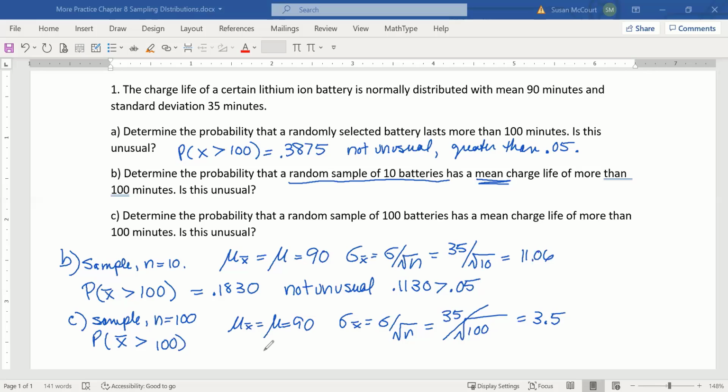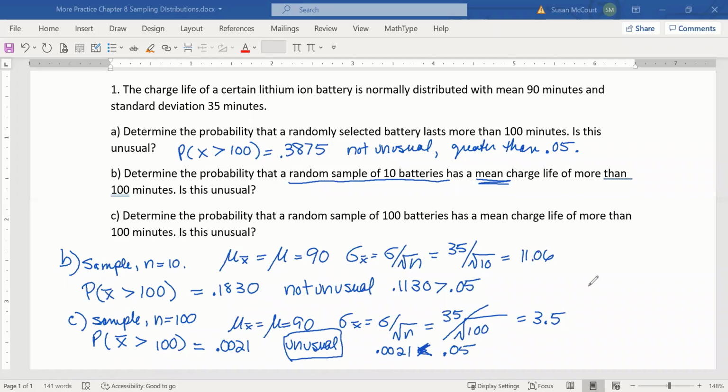We go back to the normal calculator, now using 90 as our mean and 3.5 as our standard deviation. And that's going to give us 0.0021. That is unusual because 0.0021 is less than 0.05. So it is unusual. Any questions?